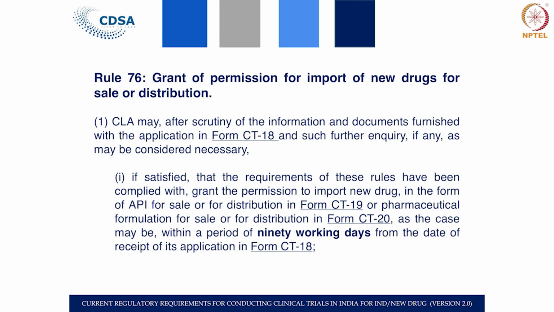When you grant a permission for import of an active pharmaceutical ingredient, that means the drug substance, the grant is in Form CT 19, and for the formulation it is in CT 20. In all cases there is a timeline which is always 90 working days. If all the rules and conditions are fulfilled by the applicants, the permission is granted within 90 working days.